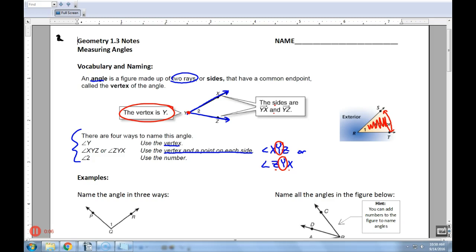And then the easiest way is sometimes in diagrams, they just go ahead and put a number in here, like the picture up above, they put this 2 in. I can just call it angle 2.